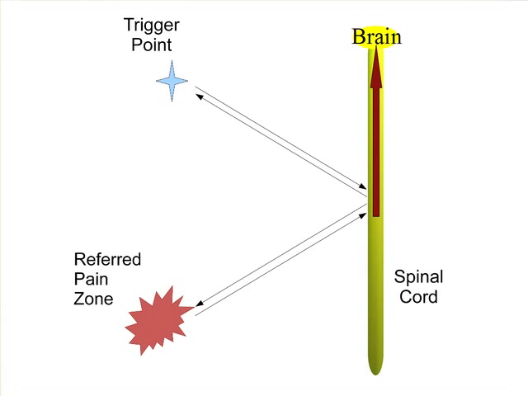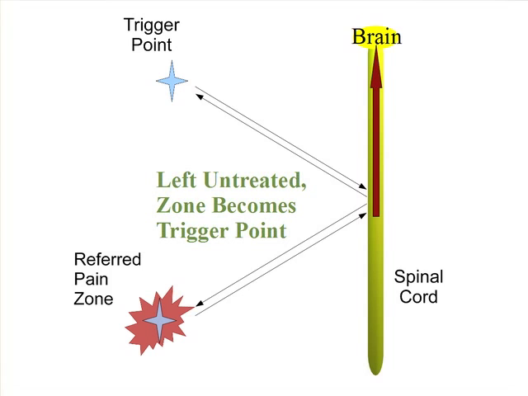And the referred pain zone is, as I said, some distance from it, but it sends that pain signal up to the brain. So it's a noxious signal that actually makes it up to the brain, and that's how we perceive that it's pain. Left untreated, as this next slide demonstrates, a trigger point can form in the referred pain zone, and then this whole cycle can start over again.